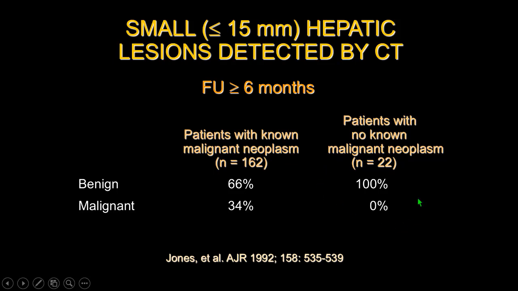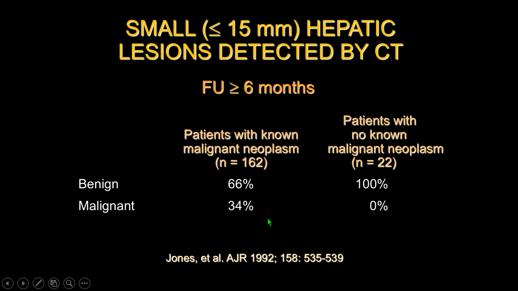And what they found was that nobody in the no malignant neoplasm group had a malignant lesion. All of these incidental lesions were benign, whereas in patients with a known malignant neoplasm, 2/3 were benign and 1/3 were malignant.